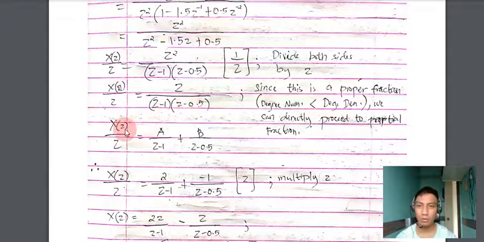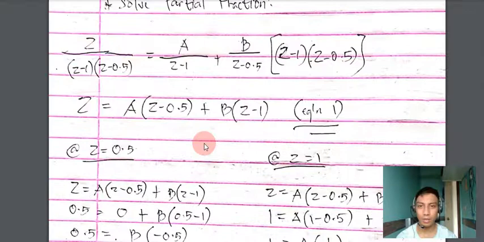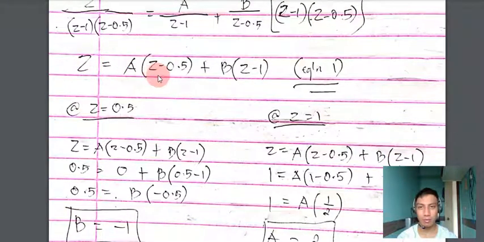So by partial fraction, we have X of z over z equals A over z minus 1 plus B over z minus 0.5. So z over z minus 1 multiplied by z minus 0.5 equals A over z minus 1 plus B over z minus 0.5. So multiplying both sides by the two terms to cancel, we are left with z equals A multiplied by z minus 0.5 plus B times z minus 1. So this is our equation 1.